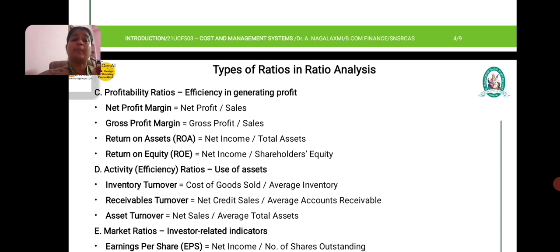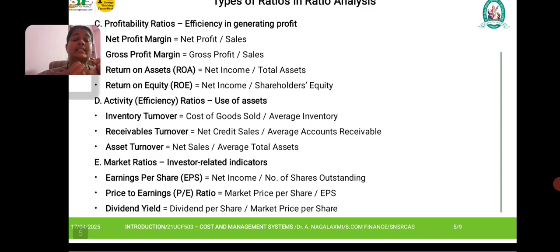Profitability ratio. Profitability is the ultimate aim of an organization. An organization is started in order to earn a profit. Efficiency in generating a profit is ascertained with the help of profitability ratios. Net profit margin ratio, gross profit margin ratio, return on asset ratio, and return on equity ratio are calculated under profitability ratios.